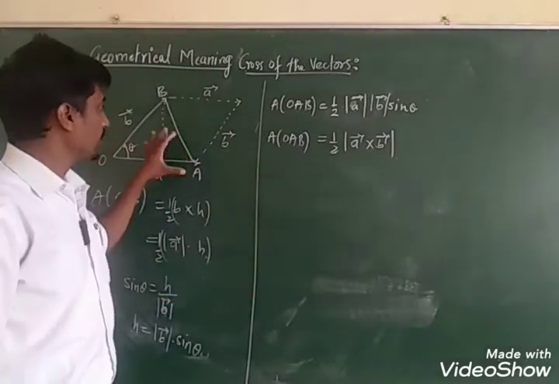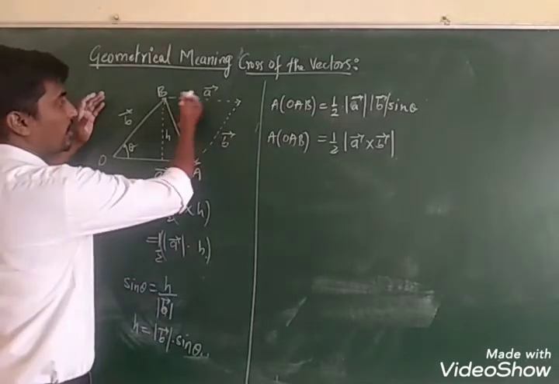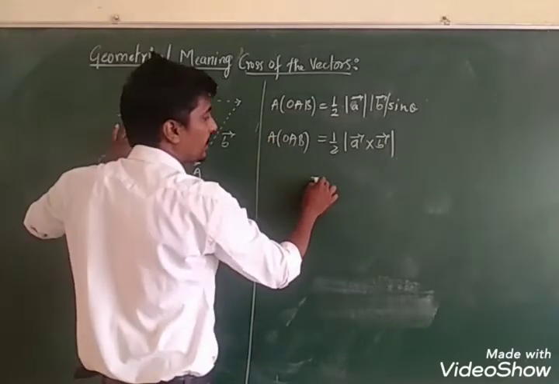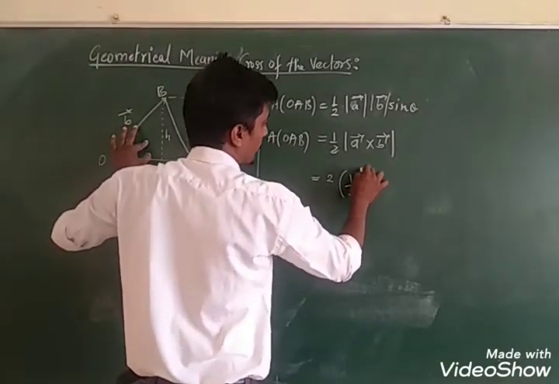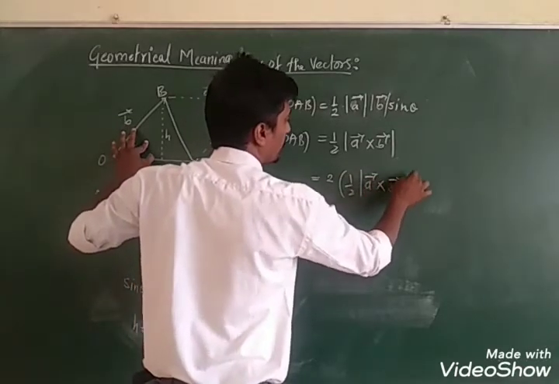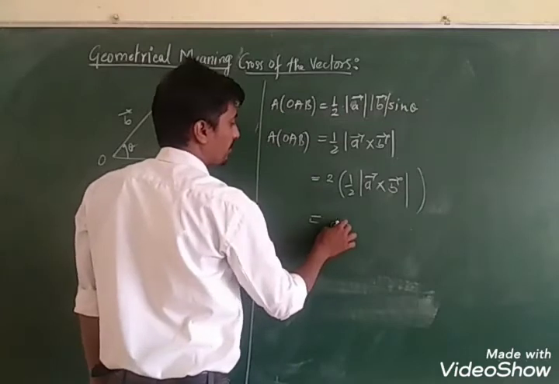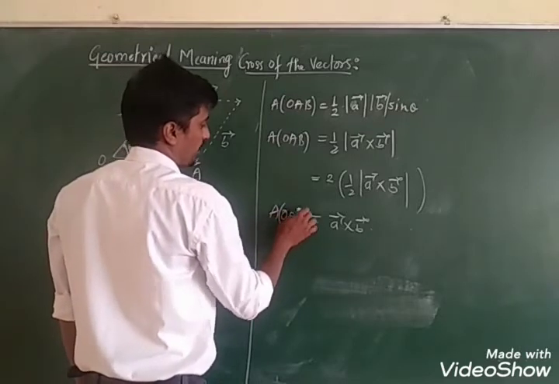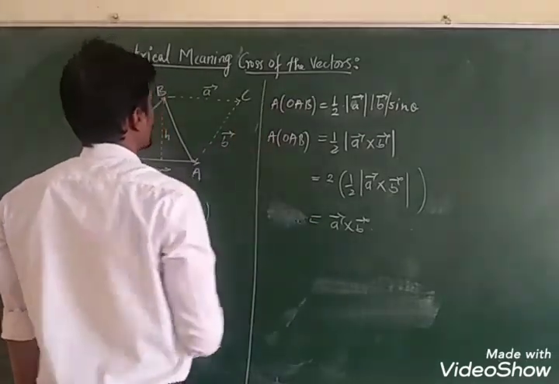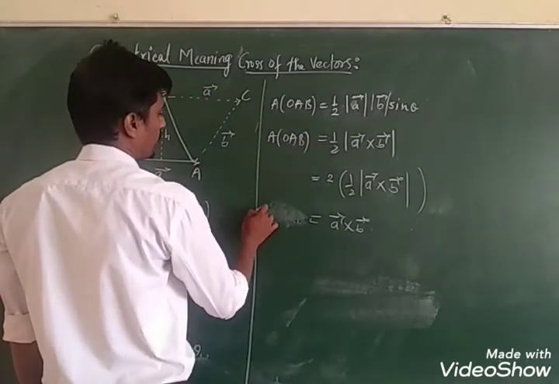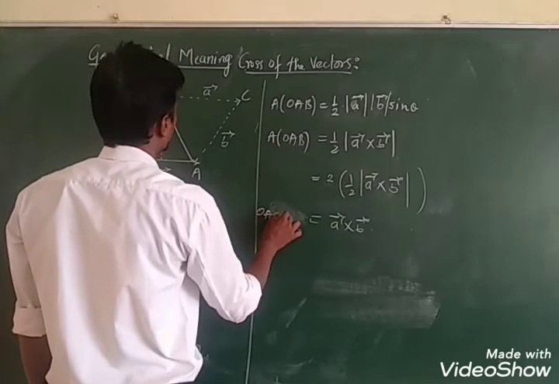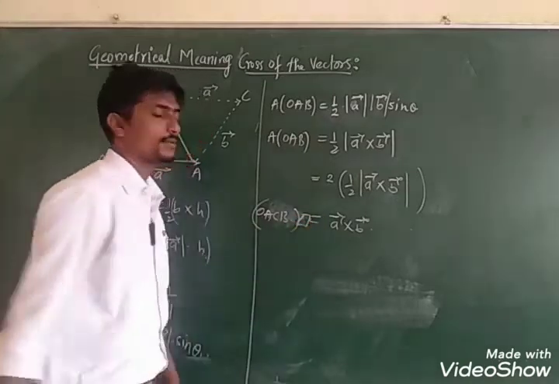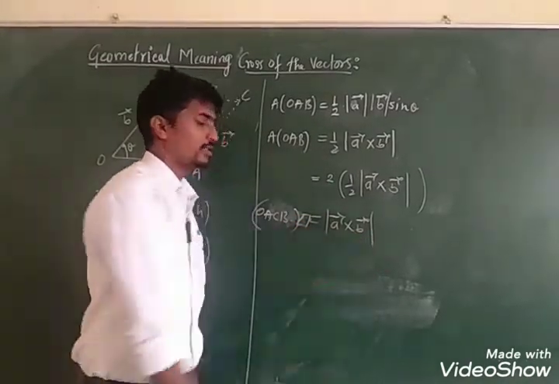And for the area of the parallelogram, look, this is the parallelogram. How many triangles do we have here? Two triangles. So it is 2 times the area of the triangle, which becomes the magnitude of A cross B. Sorry, I will write this as C. So the area of the parallelogram OACB is the magnitude of A cross B.